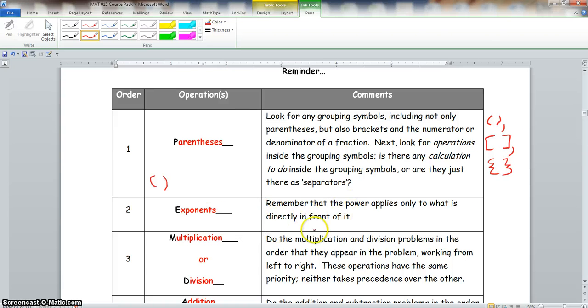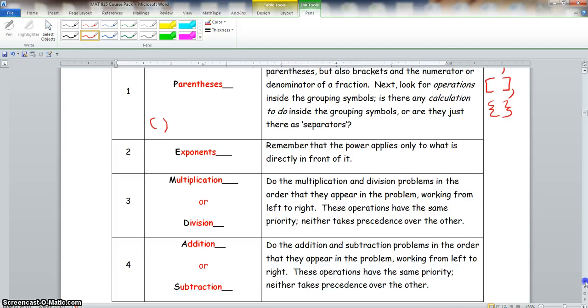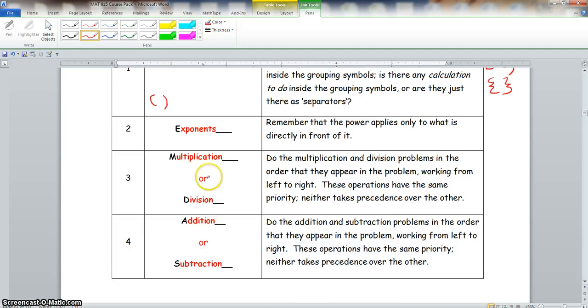Now exponent, we know, is powers. Now we know multiply or divide, and it's whichever one comes first from left to right. And number 4, addition or subtraction, whichever one comes first from left to right.